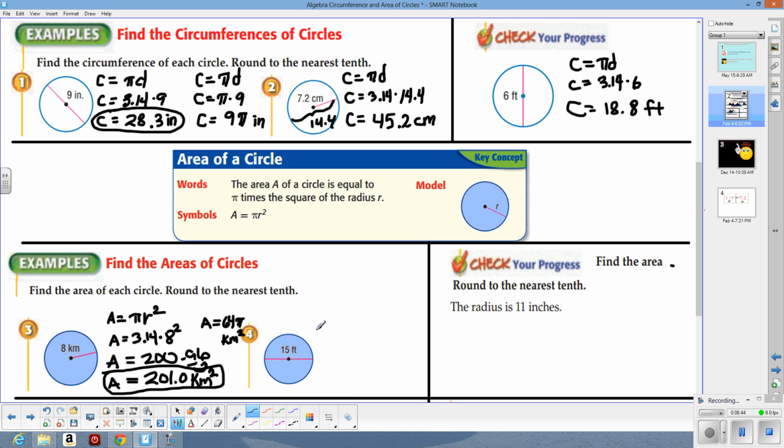All right, let's go ahead and try the next one. Again, write down the formula. Area equals pi r squared. Area equals 3.14 times, now the radius is only halfway across, so if the whole way across is 15, halfway is going to be 7.5. So 3.14 times 7.5 squared.